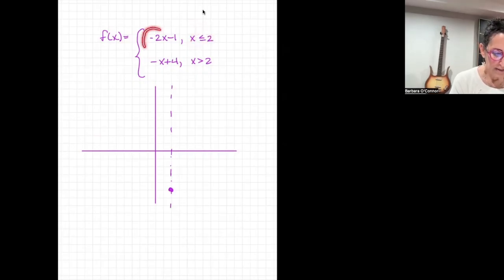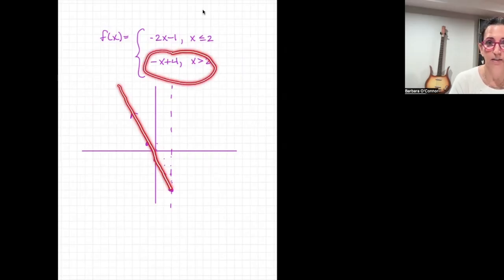And then because this line has a slope of negative 2, and it's happening to the left of x is 2, I'm going to go from here up 2, left 1, up 2, left 1, up 2, left 1. And I'm going to connect those dots, and that's that portion of the graph. So this is the line y equals negative 2x minus 1, and it's just going along, minding its own business until it hits 2, and then it stops. And this one takes over.